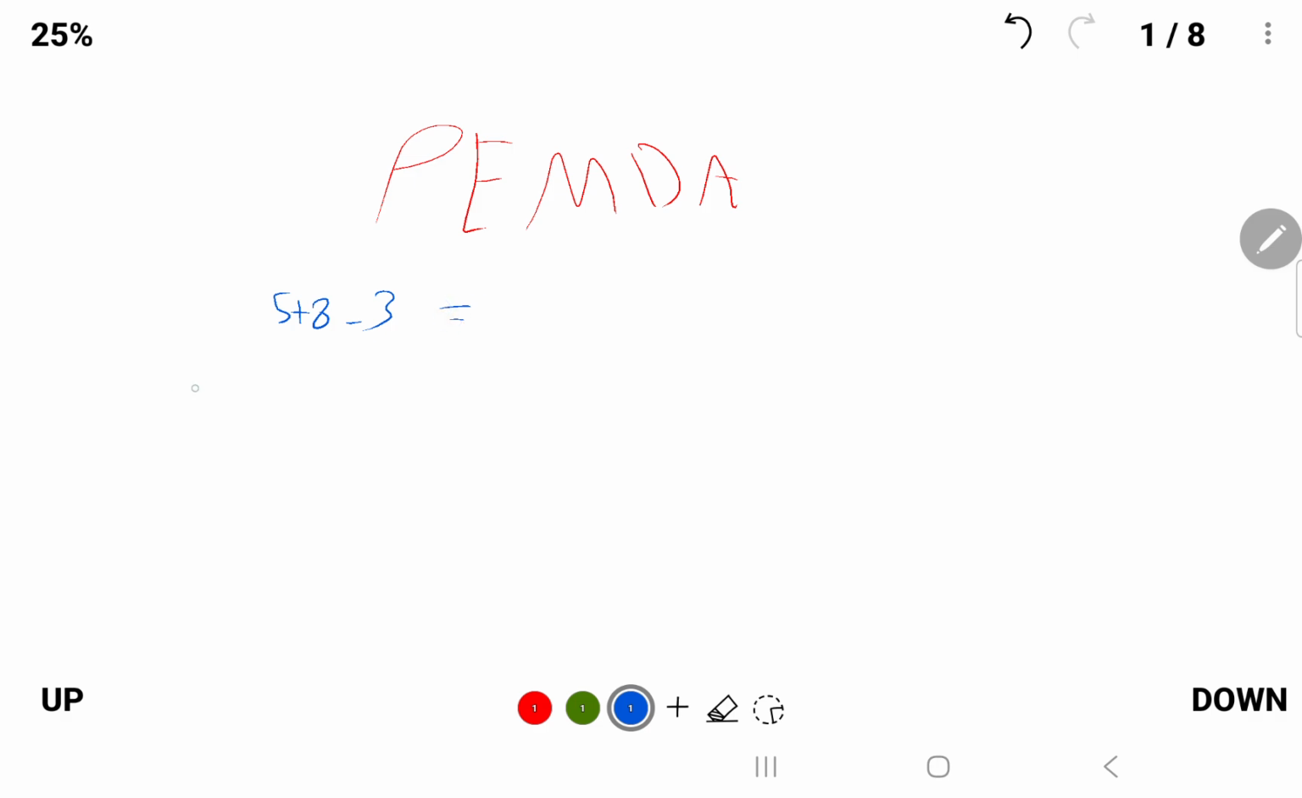So first, let's start with add. 5 plus 8 is equal 13. 13 minus 3 is equal 10. And if you want to start with subtract, 5 plus 8 minus 3, 8 minus 3 is equal 5. 5 plus 5 is equal 10. So we get the same answer.